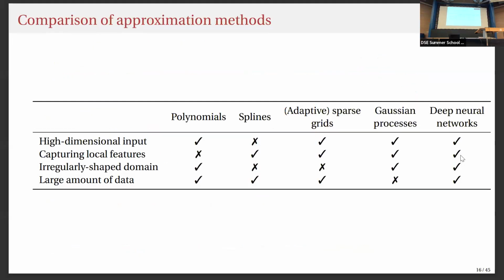All right, so I did promise that I want to compare the different methods. I'm not going to say this is comprehensive or even fair. I'm going to pretend that it's fair, but I do want to highlight a few things you want to keep in mind, right? So one is in terms of the dimensional inputs. The other one is the local features.